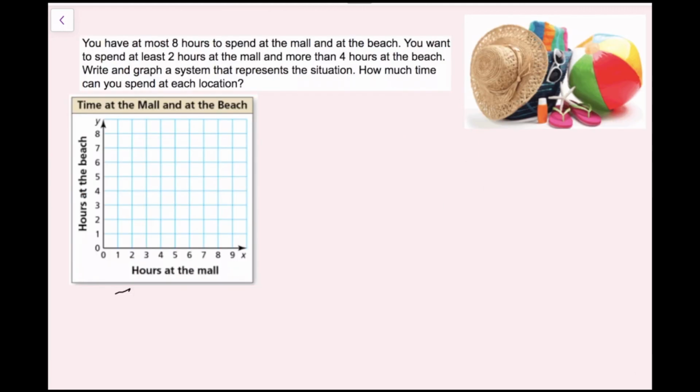For this example, you have at most 8 hours to spend at the mall and at the beach. You want to spend at least 2 hours at the mall and more than 4 hours at the beach. Write and graph a system that represents this situation. How much time can you spend at each location? So I'm going to zoom in here.